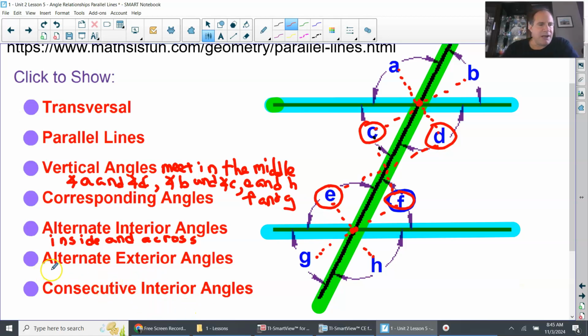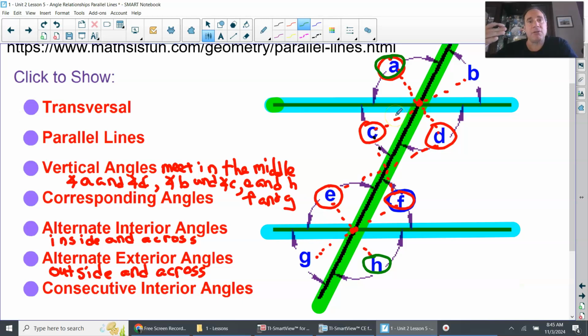Right, alternate exterior: outside, and across. So A, you're talking about A and H. Notice that they are outside and across from each other, outside the parallel lines, and across from each other. Those are alternate exterior angles. B and G, another pair of alternate exterior angles, outside the parallel lines and across from each other.